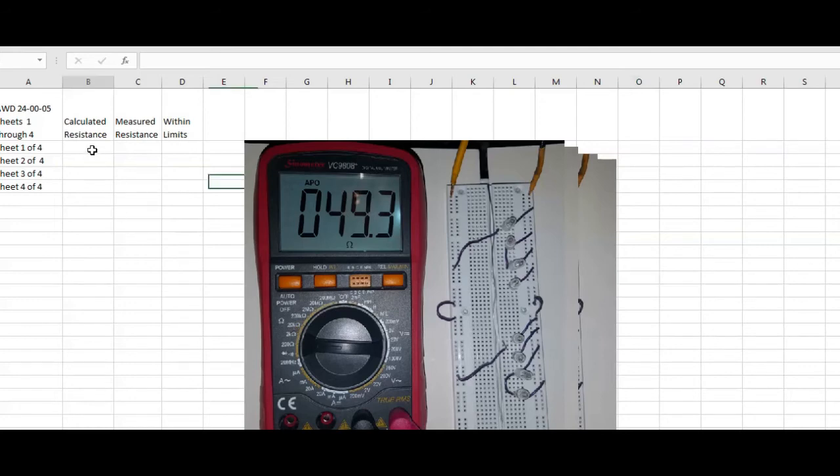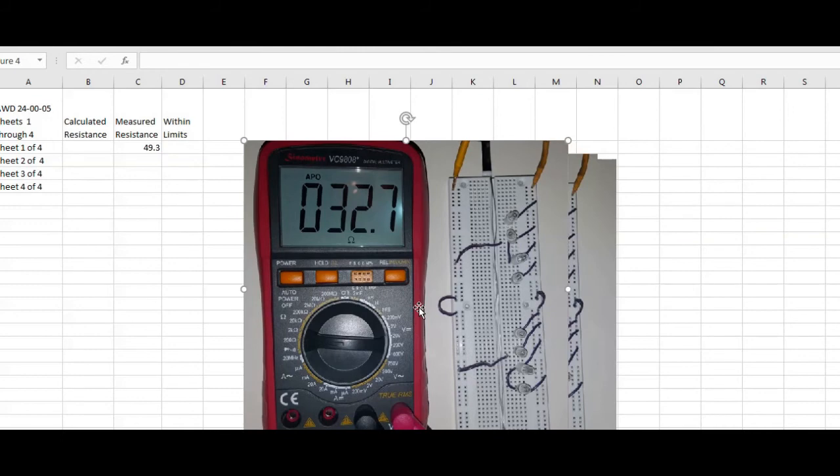As far as the calculated value, it would be whatever you calculated using that inverse formula. Let's go ahead and enter my values here. 49.3 ohms. And let's go ahead and get rid of that one. This is the next one.